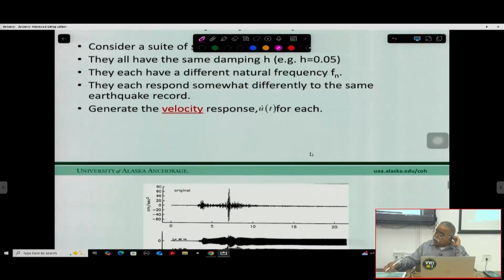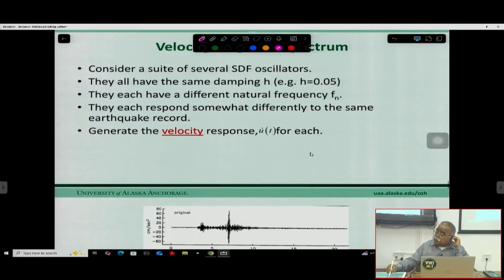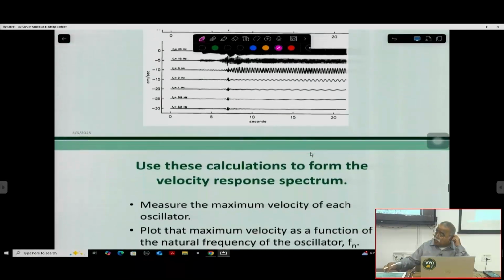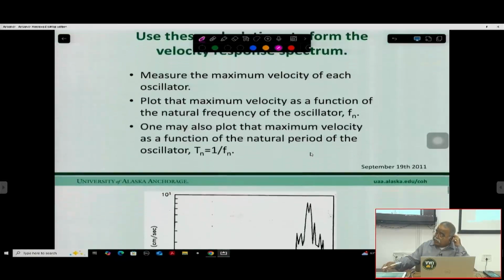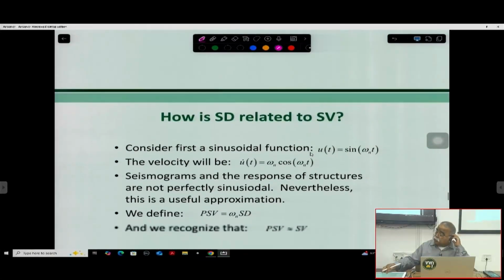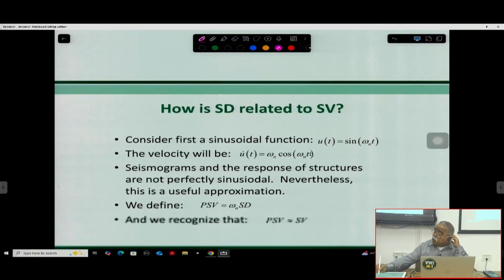But if you need to calculate the velocity response of the system, we call it the pseudo velocity response, PSV. Why is it pseudo? Because this is not entirely the response of the ground. It is the response of the building. So therefore, let me write it out. SV will be equal to, right.